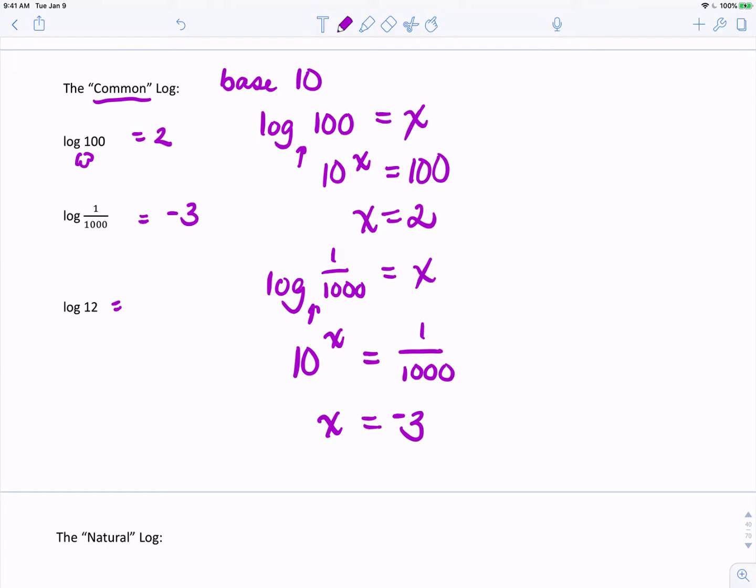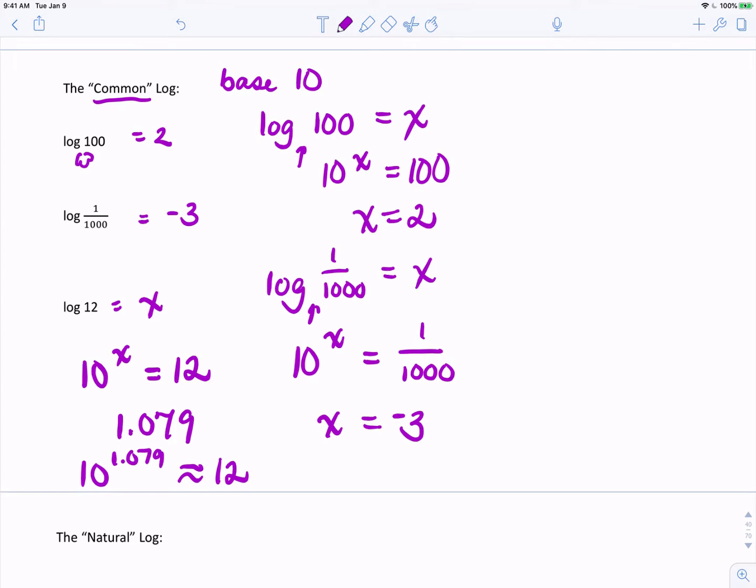Now notice we can't do that with log of 12. If we wonder what log of 12 is equal to, 10 to what power gives us 12, well, that's not going to be an integer answer. So when you type log of 12 into your calculator, and your calculator gives you a value of 1.079, what that means is 10 to approximately the 1.079 power would give you something very close to 12.